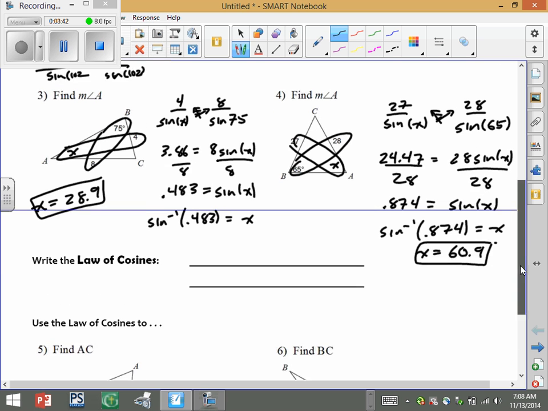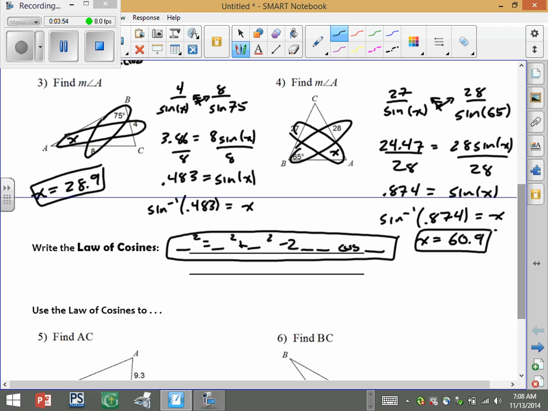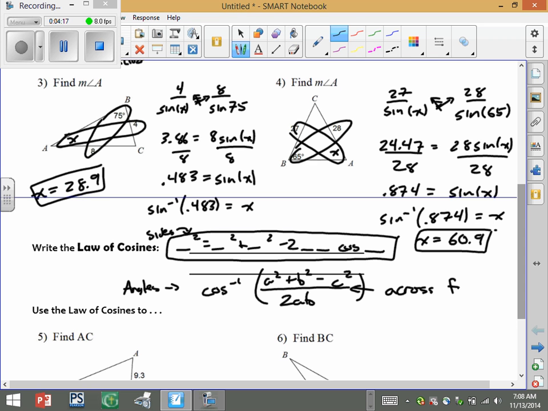Write the law of cosines, right? So that's the one where we went blank squared equals blank squared plus blank squared minus 2 blank blank cosine of blank. This is the one to find sides. If we want to find angles, sometimes we'll be asked to solve for an angle. That's where we use cosine inverse of, we'll call it, a squared plus b squared minus c squared over 2ab. And remember, c is really just the one across from x. It's not necessarily the little c.